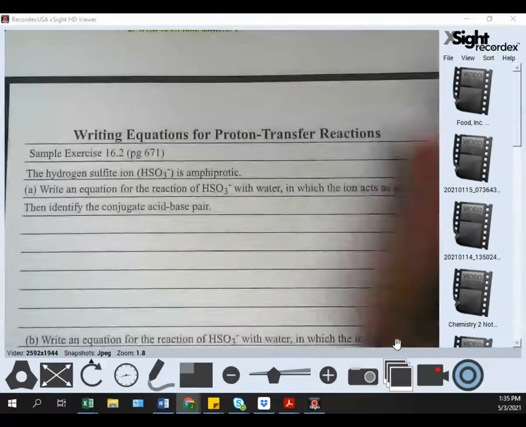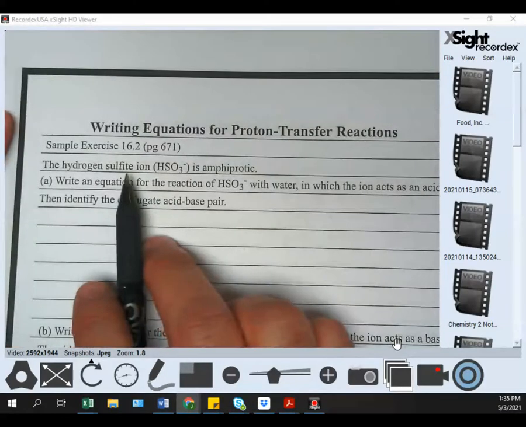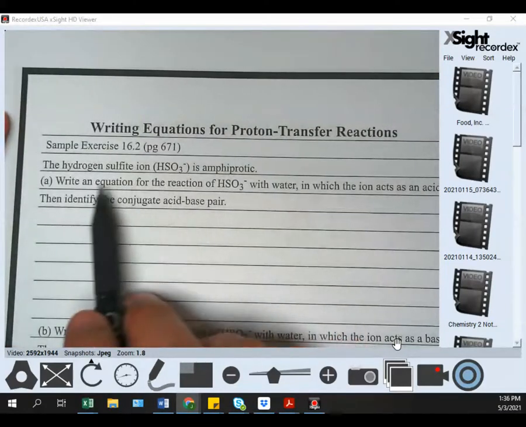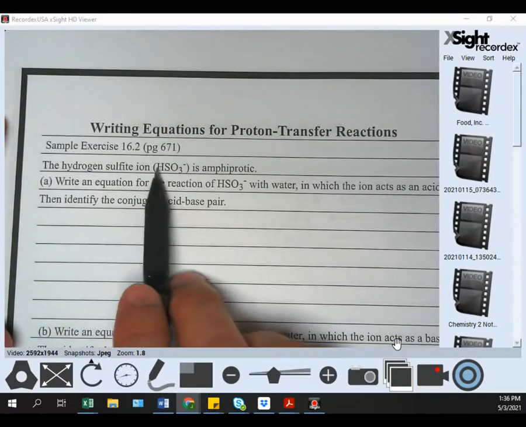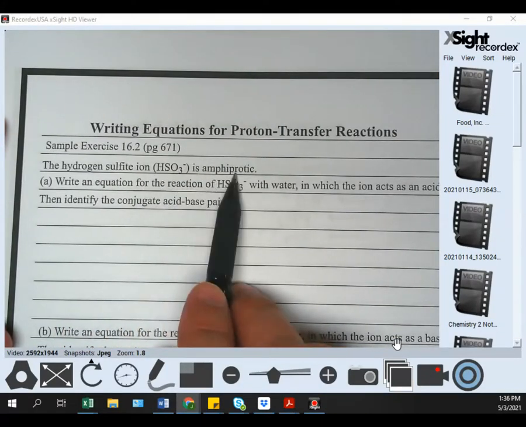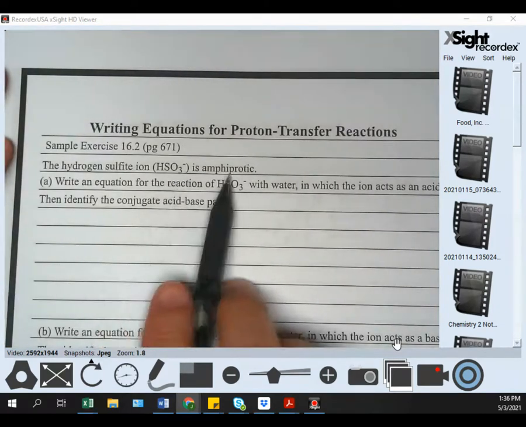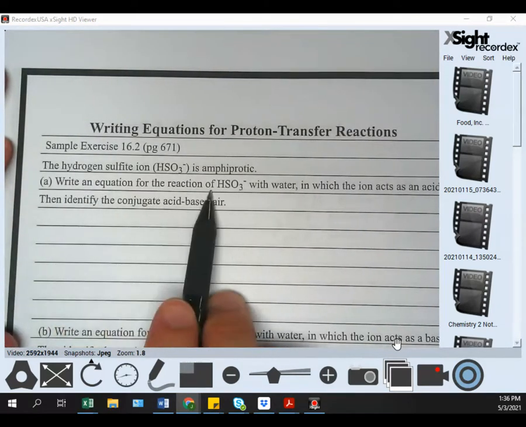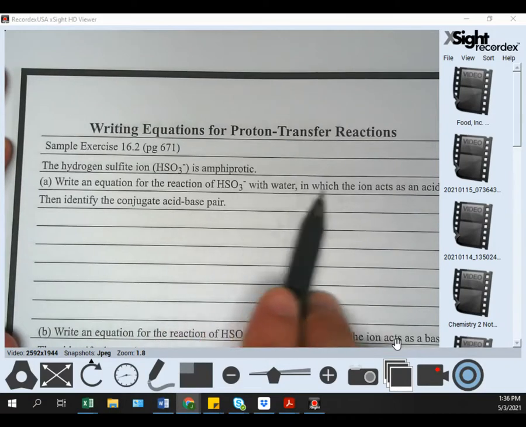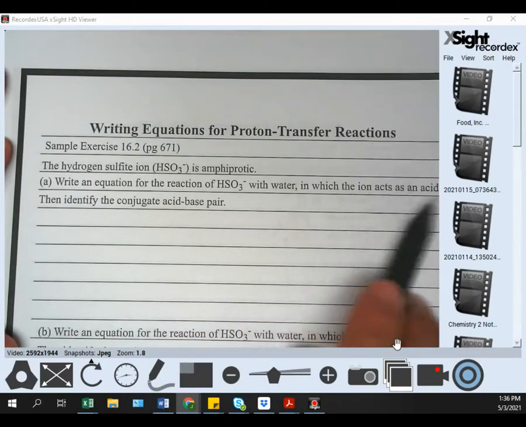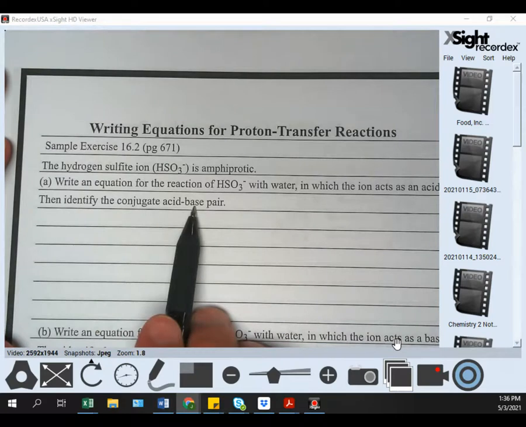So this is sample exercise 16.2 from page 671. The hydrogen sulfite ion HSO3 negative 1 is amphiprotic. That means it can act as either what? Acid or a base, right? Acid or a base, okay? Write an equation for the reaction of HSO3 negative with water in which the ion acts as an acid. Then identify the conjugate acid-base pairs.